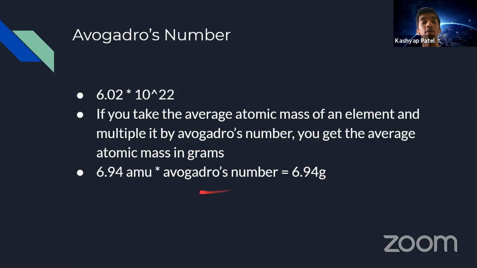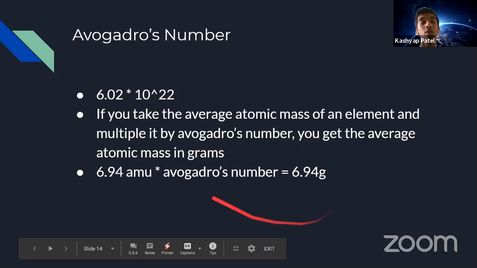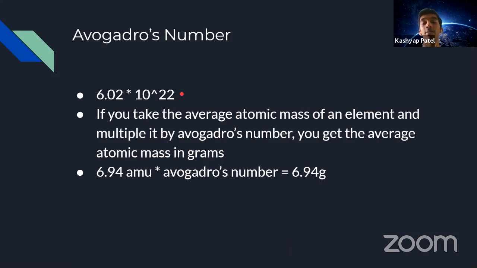And what is Avogadro's number? It's basically the number of atoms. So if you take 6.02 times 10 to the 22 atoms of lithium, you would get 6.94 grams of lithium. To represent how small an atom is, take a strand of your hair, and measure it not by length, but by width. There would be millions of atoms across that width. So that's why this number is so huge.